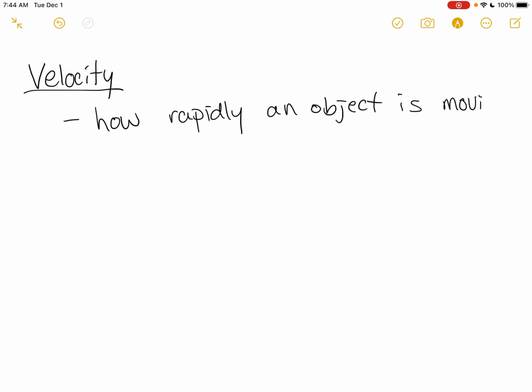So in this video lesson, we're going to have a look at velocity, and we're going to talk about speed. Velocity is how rapidly an object is moving over time. Velocity is essentially a measure of how fast an object is moving over a particular period of time. Velocity is a vector quantity, so it has direction.